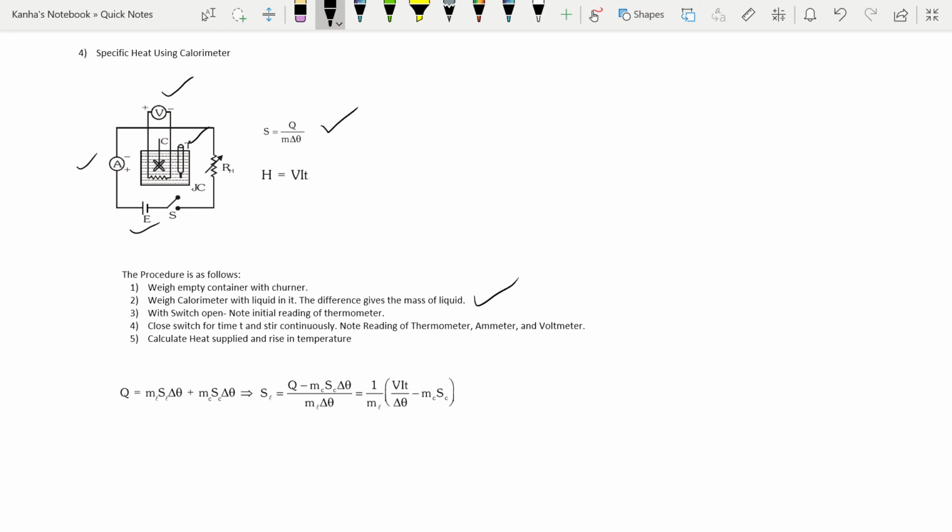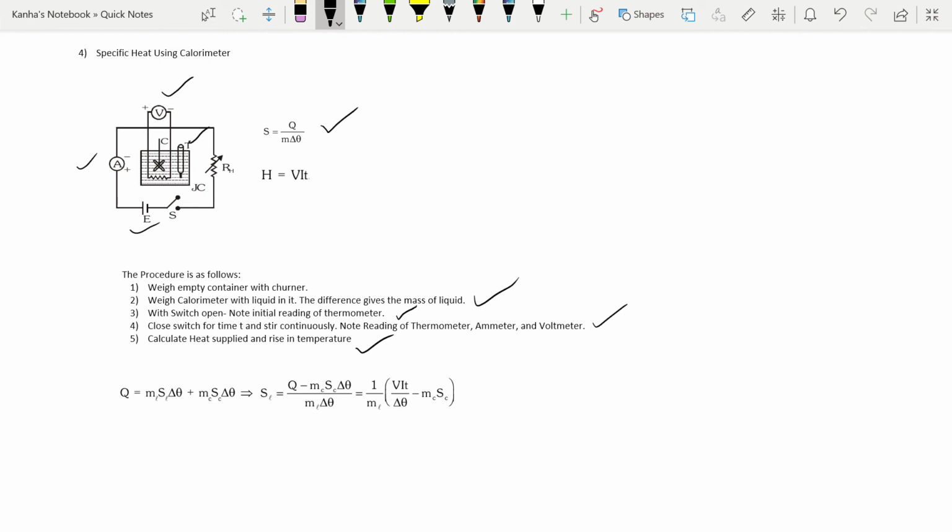Basically in this experiment we are trying to find the specific heat of the liquid that is there. Now with the switch open, we read the initial reading of the thermometer. Now we close the switch and stir it continuously for a time t, and then we take the readings of the thermometer, ammeter and voltmeter again, and we calculate the heat supplied and the rise in temperature.